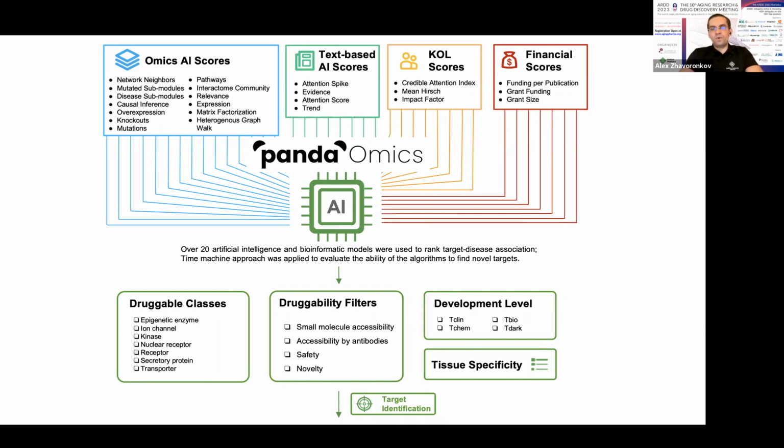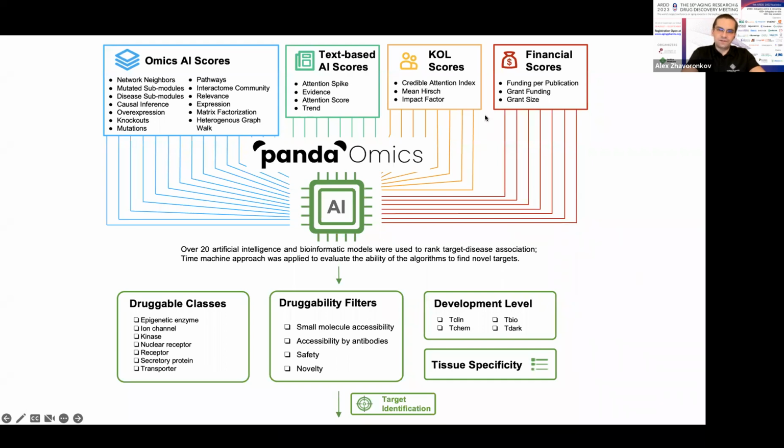So we went through the PandaOmics workflow where we used many omics scores to predict targets for ALS. We also increased confidence by looking at text-based scores. Again, target discovery is a balance of novelty versus confidence. So usually novelty comes from raw biological data, and confidence comes from text, right? So if somebody already implicated this target in a disease or in some very well understood biological process, you get more confidence in your target.